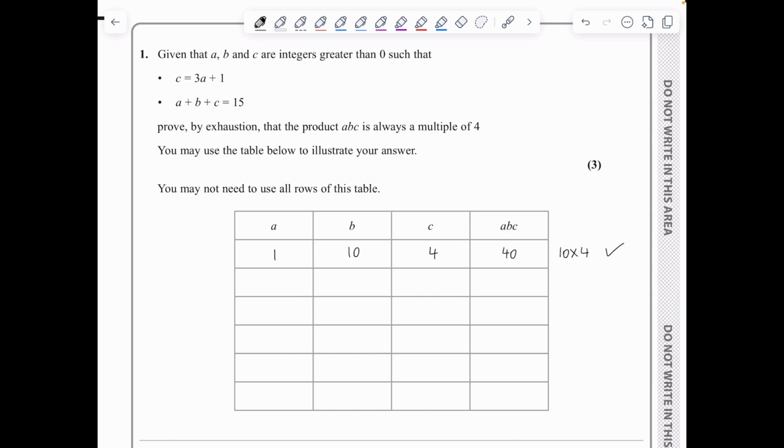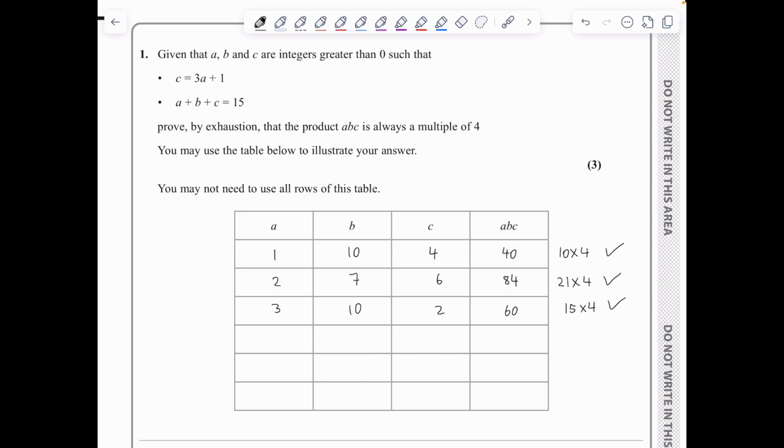The next possible value is 2 for a, which makes c 6 and makes b 7. And if I do 2 times 7 times 6, I get 84, which is again a multiple of 4. It's 21 times 4, so that's also correct. And then if a is 3, this makes c 10 and b 2. And 3 times 10 times 2 is 60, which is 15 times 4. So again, that's a multiple of 4.